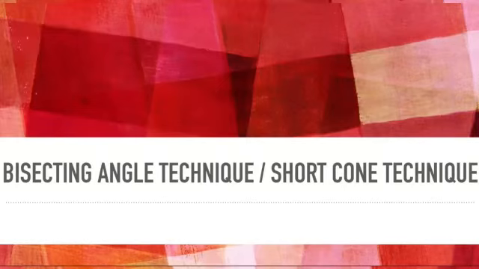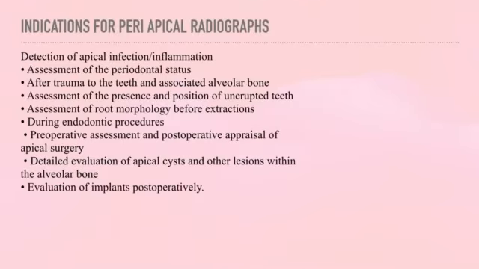Today I am going to present a topic on the bisecting angle technique, or short cone technique. First we are going to see the indications for periapical radiographs: reduction of apical inflammation or infection, assessment of the periodontal status after trauma to the teeth and associated alveolar bone, assessment of the presence and position of unerupted teeth, assessment of root morphology before extractions, during endodontic procedures, preoperative assessment and postoperative appraisal of apical surgery, detailed evaluation of apical cysts and other lesions within the alveolar bone, and evaluation of implants postoperatively.